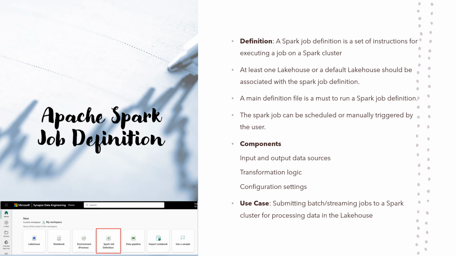For example, if we want to load any data using ingestion methods and then we want to create a report and other things, we can use Apache Spark job definition. We can call that particular item to run in the Spark cluster. The components of Apache Spark job definition are input and output data sources, the transformation logic file, and the configuration settings. Now the use case is submitting batch and streaming jobs to a Spark cluster for processing data in a lakehouse. So this is about Apache Spark job definition.